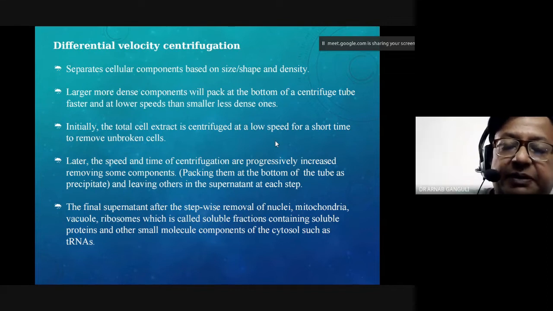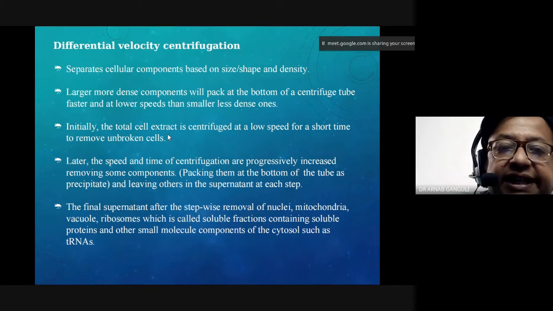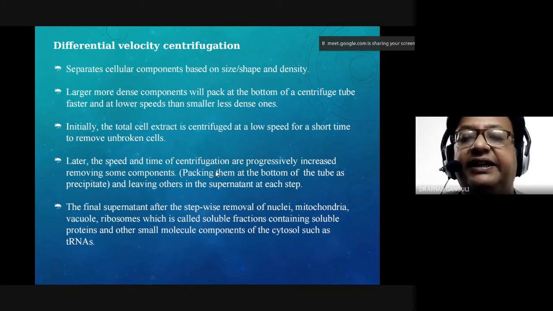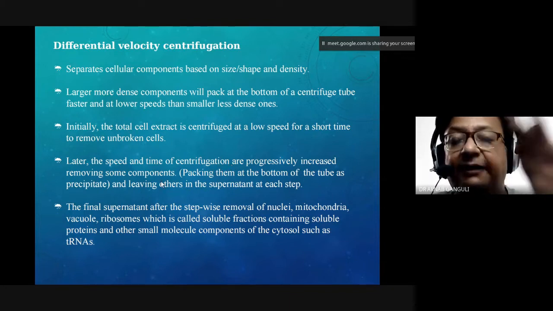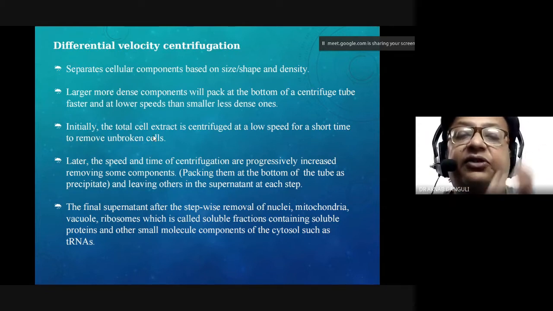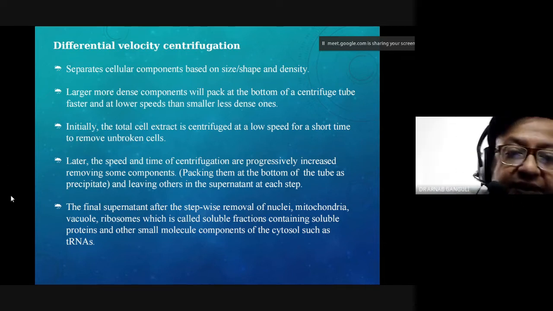They cannot get in because of the density. So initially the total cell extract is centrifuged at a low speed for a short time to remove unbroken cells. Later, the speed and time of centrifugation, meaning spinning, are progressively increased. So first at slow speed you separate one part, then gradually increasing the speed, you separate each fraction at each step.